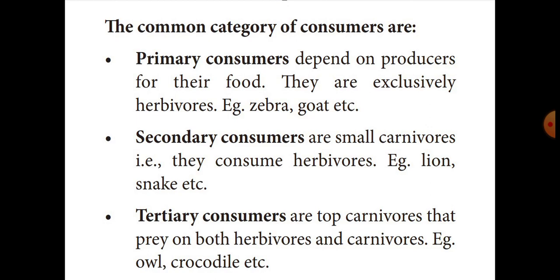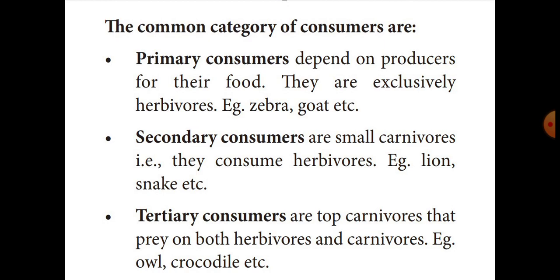The second category is secondary consumers. Secondary consumers are small carnivores. Carnivores means flesh eaters. They consume herbivores, which eat plants for their food. The best examples are lion, snake, etc.